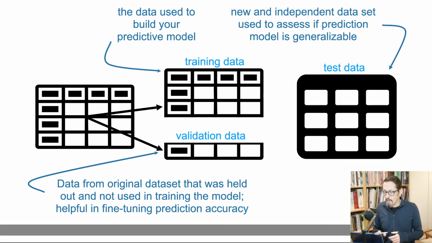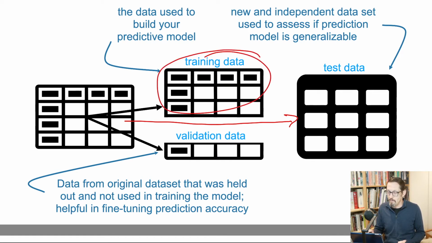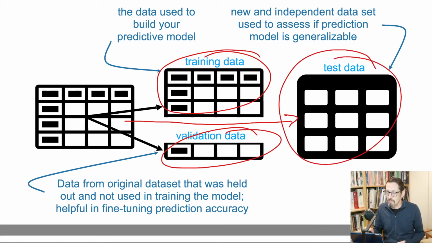Finally, we may need some test data. The test data is a completely new data set. It was never used for training. It was never used for validating. So typically what we may have to do is split this 3 different ways. We may have to take some of the data and set it aside for training, some set aside for validating, and some set aside for testing.